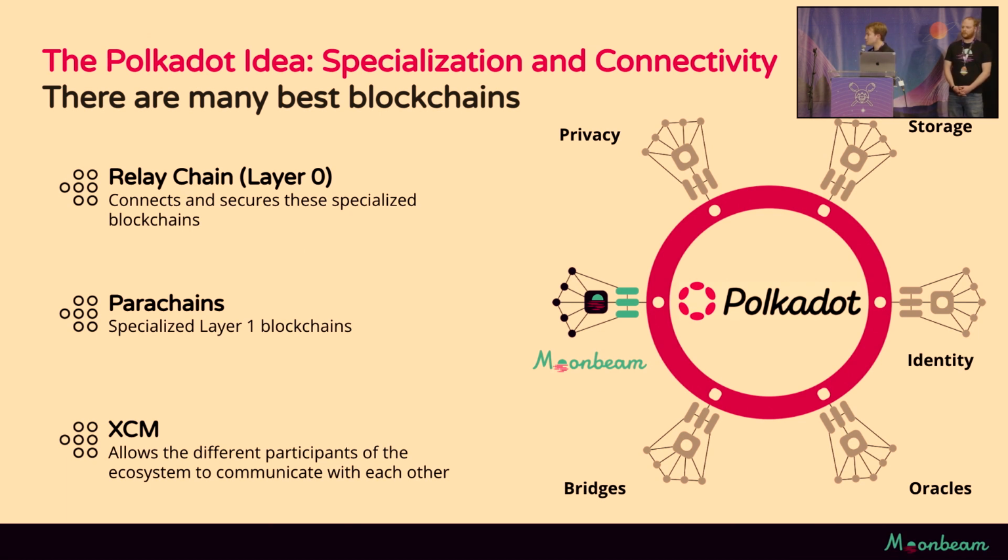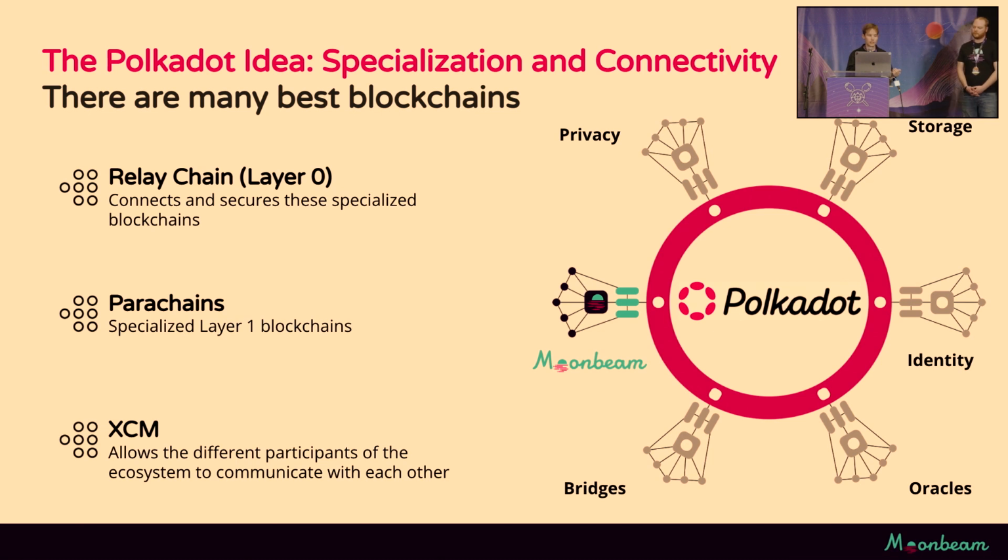So you can't run smart contracts on the relay chain. You have to do that on a parachain. And so any functionality that's not directly implemented by the relay chain is delegated to the parachains. And so parachains are these specialized layer 1 blockchains. As an example, these blockchains specialize in things like privacy, so Manta Network. You have blockchains that specialize in identity, like Kilt. And you have blockchains that specialize in smart contracts, like Moonbeam.